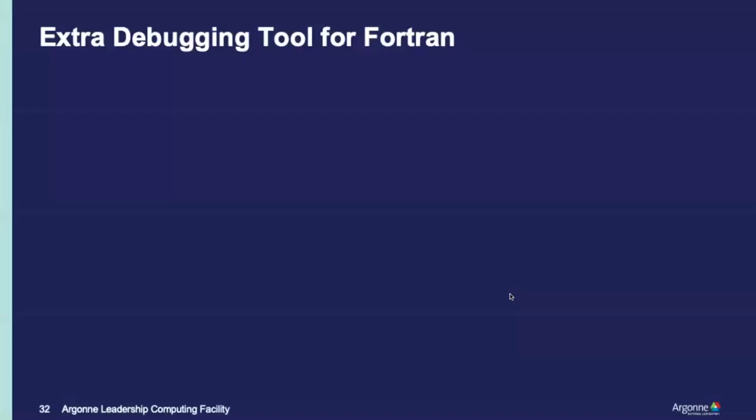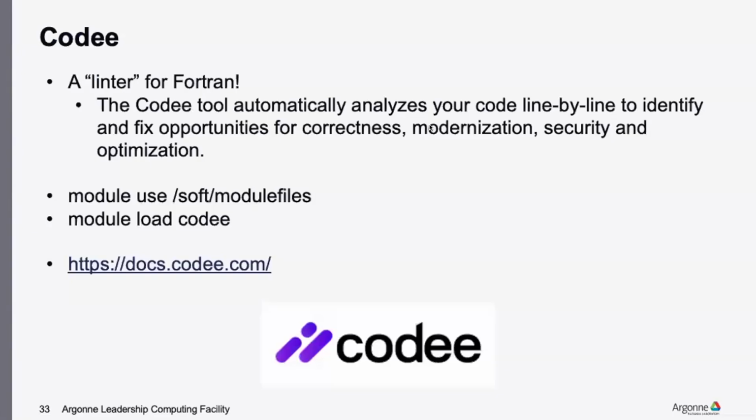So one last extra debugging tool. This is a little bit new to Aurora. So it's sort of a new linter for Fortran. It will analyze your code line by line to look for issues with correctness, modernization, or security and optimization. Mostly what we've had people use this for at Aurora in the past is modernization. So if you run it, it will go and say, oh, you're using implicit none, and mark it down, and you end up with a list of all the places where the code is using old versions, or maybe new specific extensions, things like that.